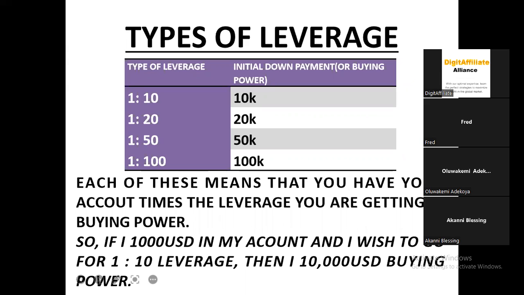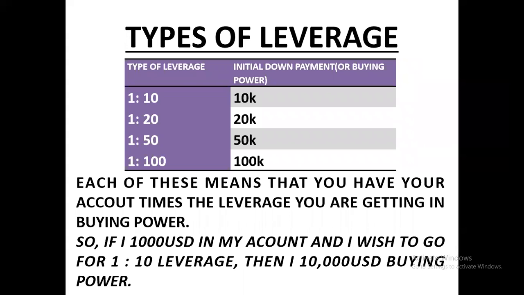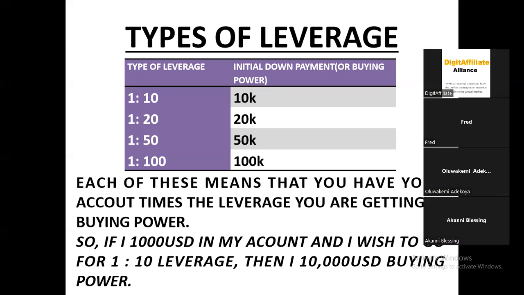Types of leverage. These are the basic types where the forex brokers will give you these leverage values. We have 1 to 10, and then the initial down payment or buying power, if you're working under a ratio of 1 to 10, will be 10,000, which is 10K, or you have 1 to 20, which is 20K, or you have 1 to 50, or 1 to 100. So these are the four basic types of leverage that you have.